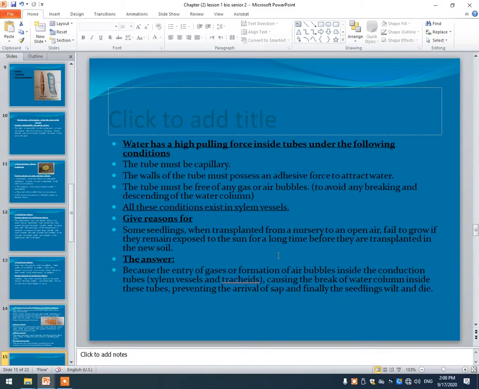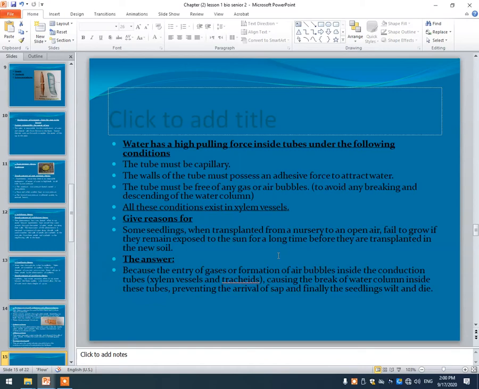So water has a high pulling force inside a tube under the following conditions: the tube must be capillary. The walls of the tube must possess an adhesive force to attract water. Also, the tube must be free of any gases or air bubbles, to avoid any breaking and descending of the water column. All these conditions exist in the xylem vessels.